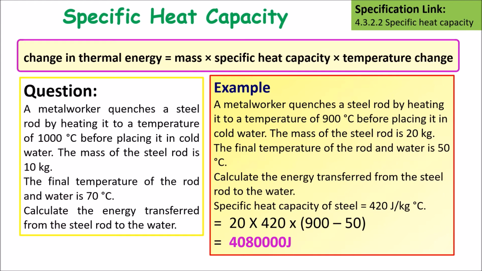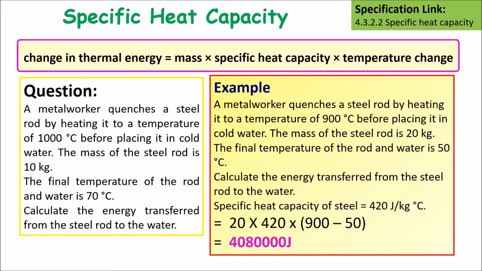So if we look at this example, a metal worker quenches a steel rod by heating it to a temperature of 900 degrees before placing it into cold water. The mass of the steel rod is 20 kilograms. The final temperature of the rod and the water is 50 degrees. Calculate the energy transferred to the steel rod.